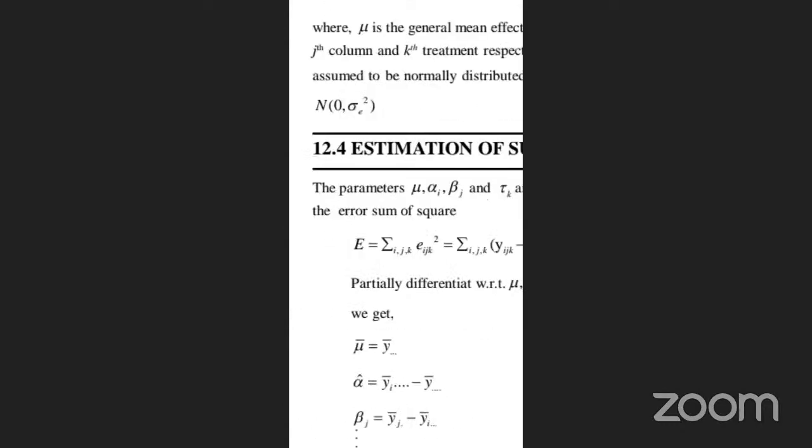So therefore, the parameters mu, alpha_i, beta_j, and tau_k are estimated. The principle of least squares is minimizing the error sum of squares, which is the sum of e_ijk whole square, where e_ijk is y_ijk minus mu minus alpha_i minus beta_j minus tau_k, whole square. Partially differentiate, partially means dou, with respect to mu, alpha_i, beta_j, and tau_k, and equate to 0 here.